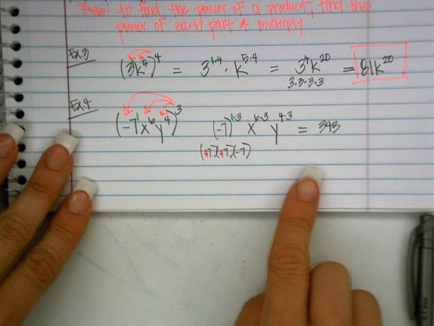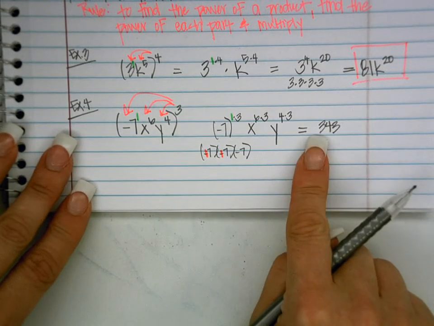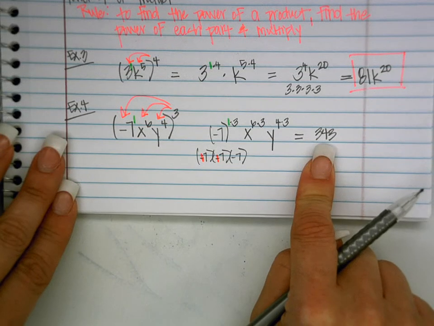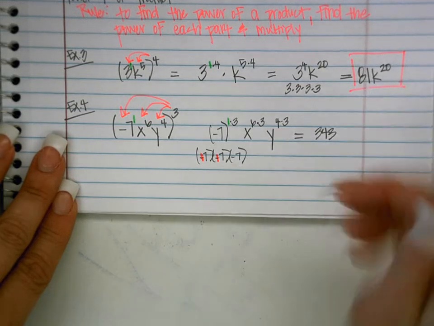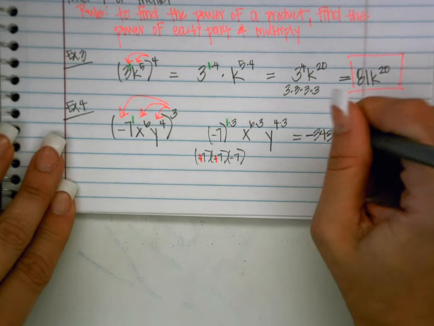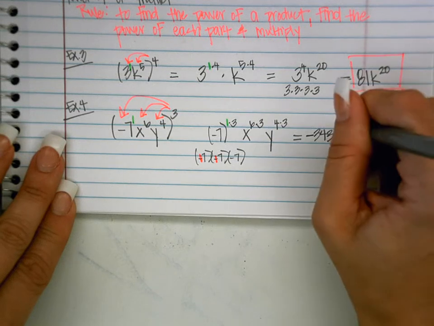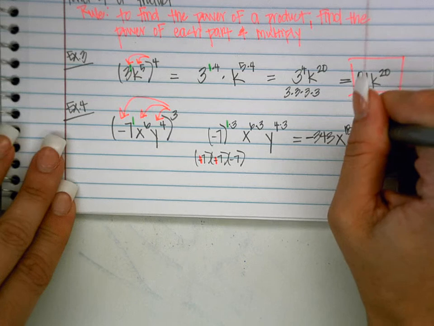So for this one, is this going to end up being positive or negative? Should this answer be positive or negative? Negative, because there's 1 left behind. And then what do I write for the exponent on x? X to the what power? 18th. And y to the what power? 12th. Okay, that's your answer.